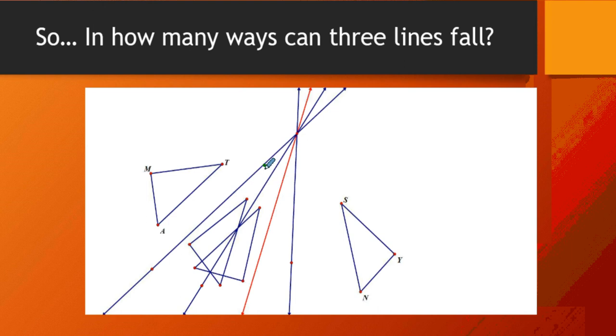Well, we measure whatever the angle is between the first two lines of reflection, and then we back construct that angle from the third reflection line. And it turns out that this red line, where this angle is the same as that angle, is the single line of reflection that turns triangle AMT into triangle NYS. It has to be a reflection, a single reflection, because orientation is not preserved, and reflection is the transformation that reverses orientation.